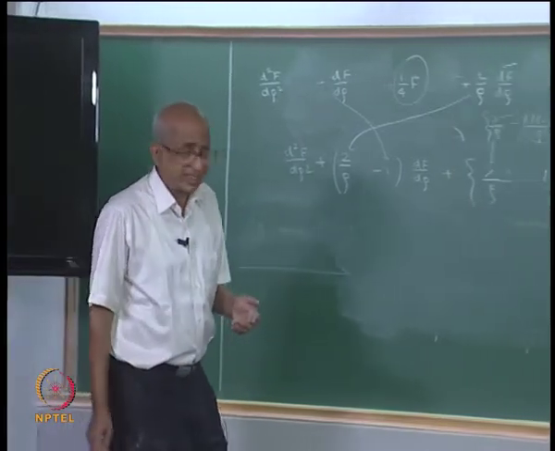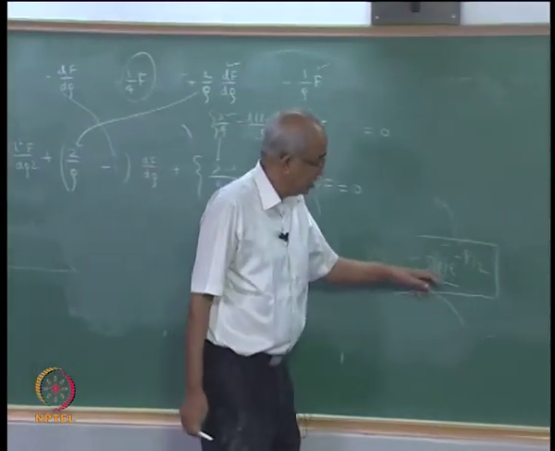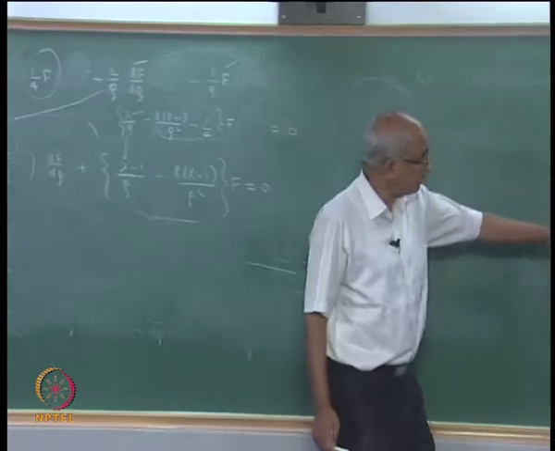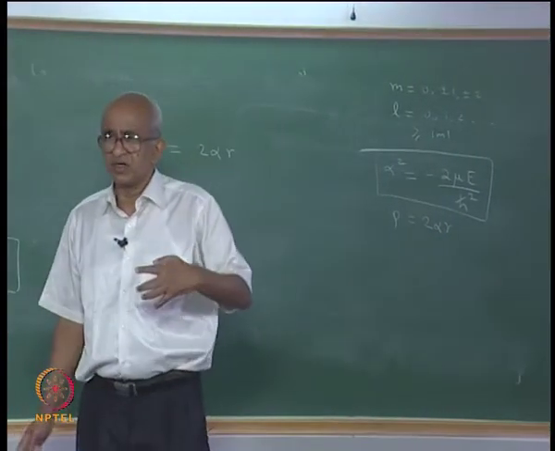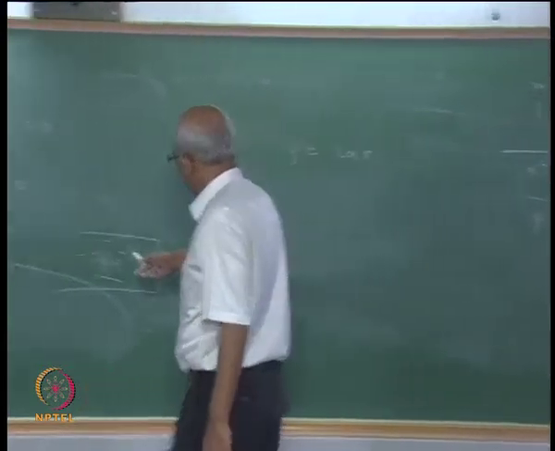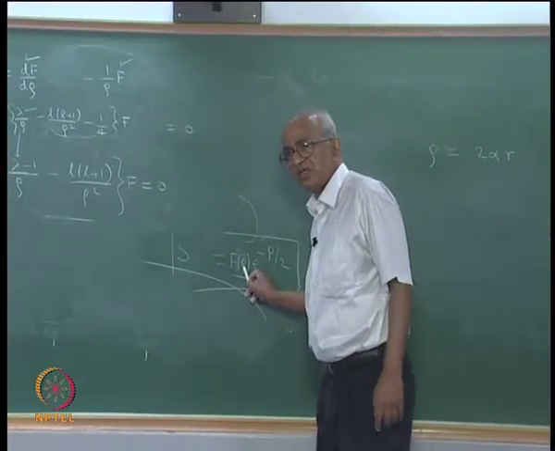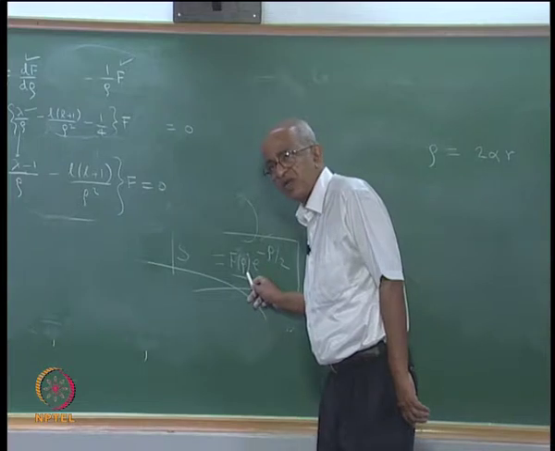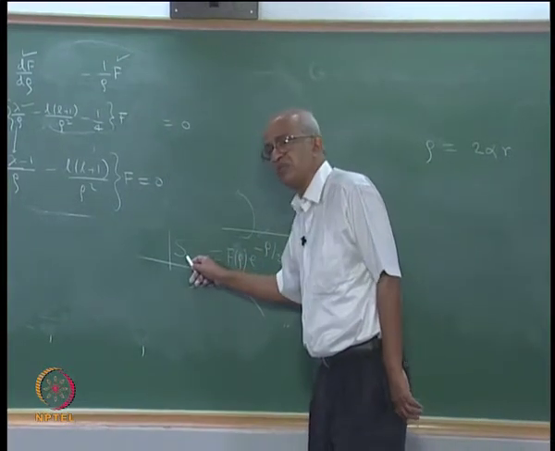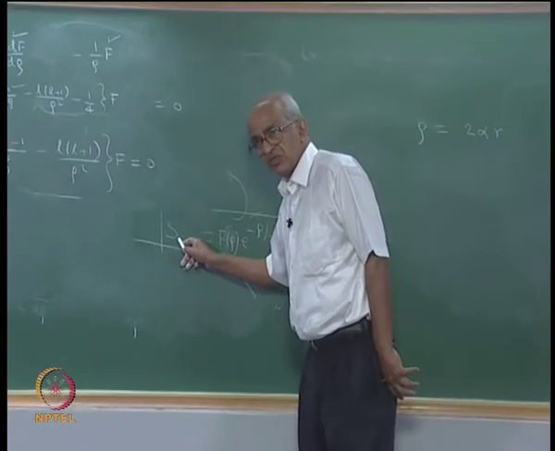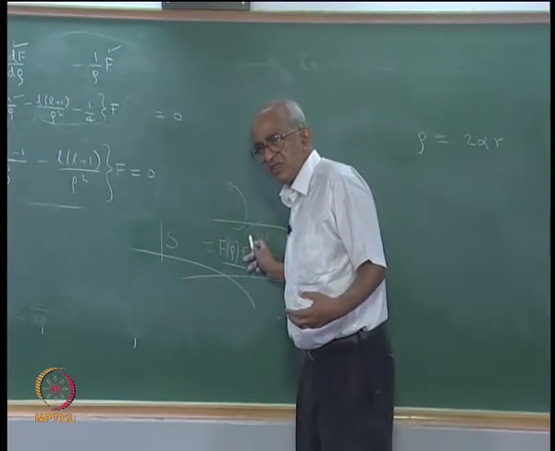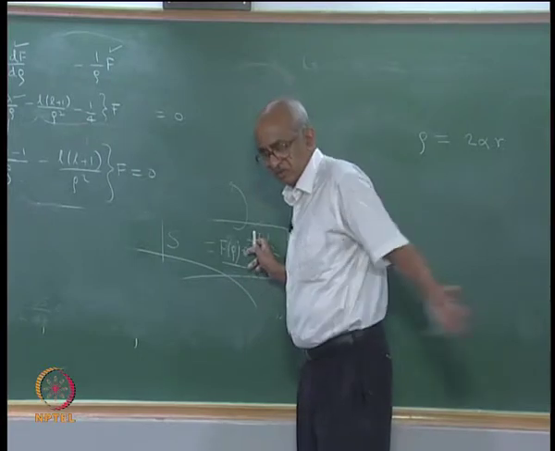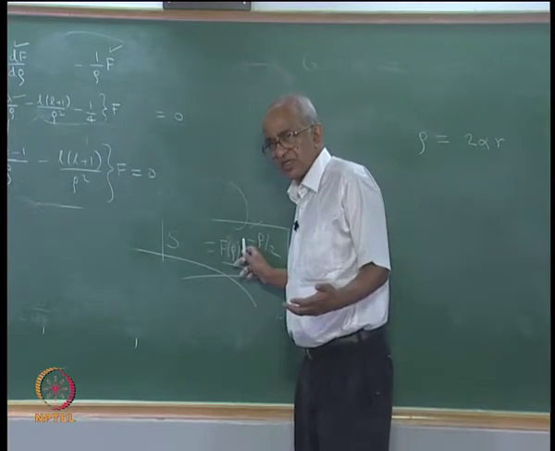What is the condition? The condition is that when r becomes very large, small r becoming very large. If small r becomes very large, that means you are far away from the nucleus. Then the rho will become very large, and if rho becomes very large, I want this solution to be well behaved, which means that S has to approach 0. S should approach 0 when rho becomes infinity.